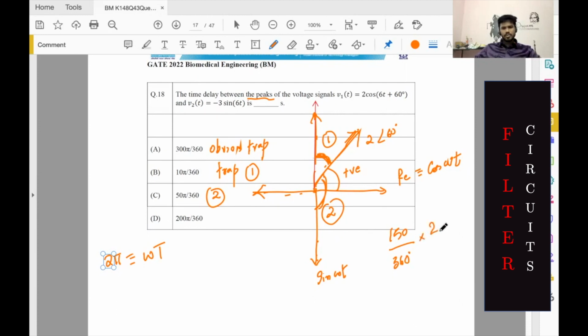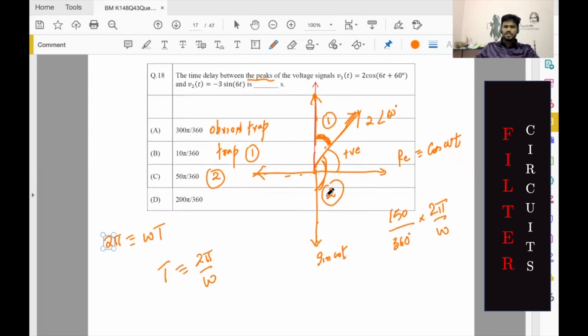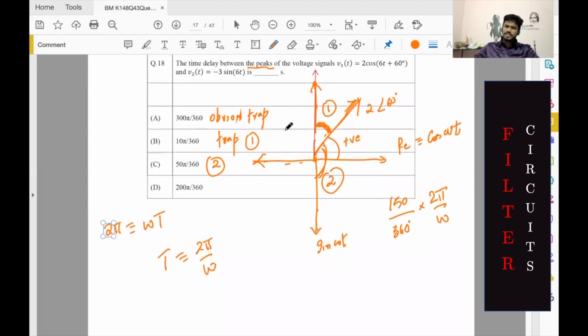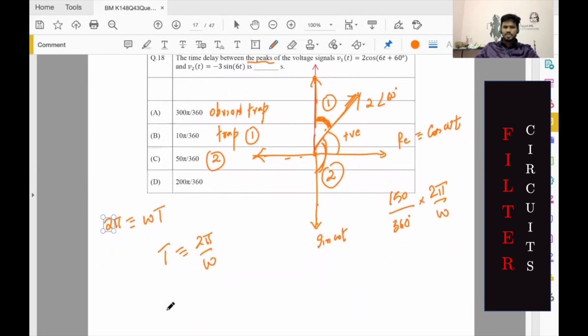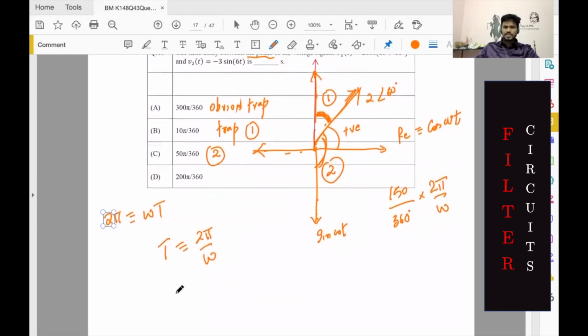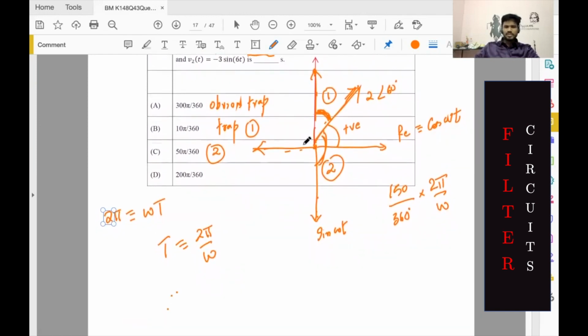you do into 2 pi by omega. Okay, that is essentially I'm doing T corresponds to 2 pi by omega. This is time period. So now this is the time taken to traverse the entire circle, 360 degrees. What is the time taken to traverse part of it? That is, okay, 150 degrees corresponds to how much time? Okay, that simple ratio is over here, and this happens to be 50 pi by 360.